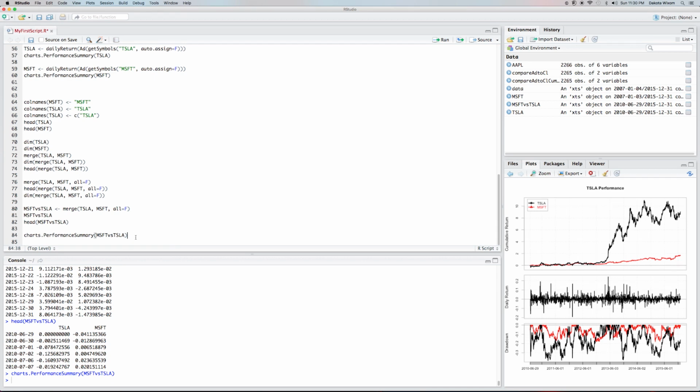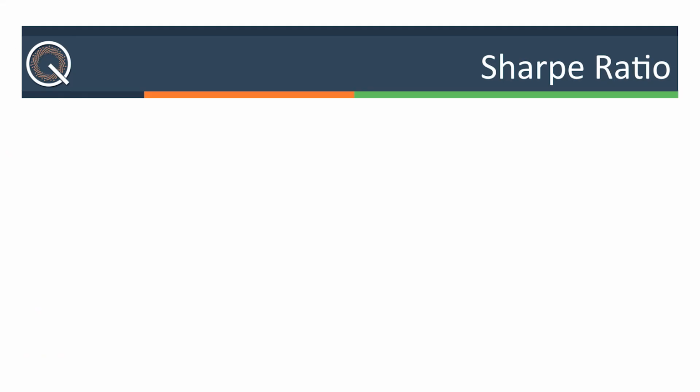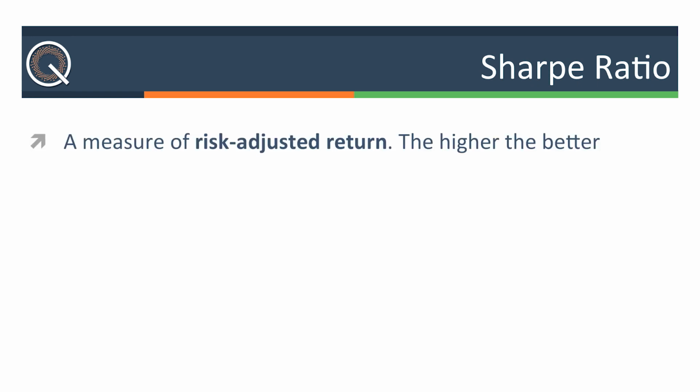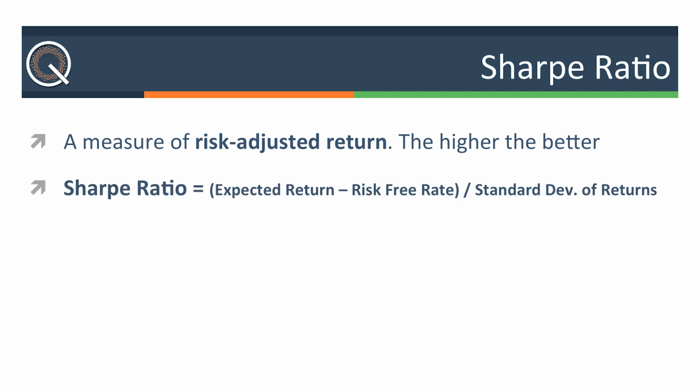So how do you balance out return and risk? Well, it turns out that in finance, we've got a measure for that. We've got measures for almost everything, in fact. So have you ever heard of the Sharpe ratio? It's a measure of risk-adjusted return. There's an easy way that we can calculate that with a handy-dandy function from PerformanceAnalytics. Basically, the higher the Sharpe ratio, the better. The Sharpe ratio is equal to expected return minus the risk-free rate, divided by the standard deviation of returns.